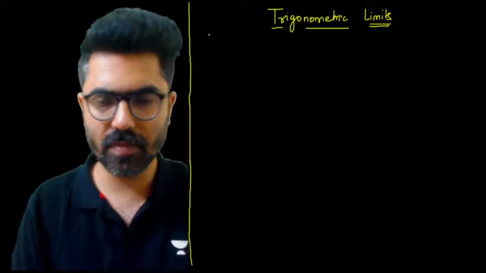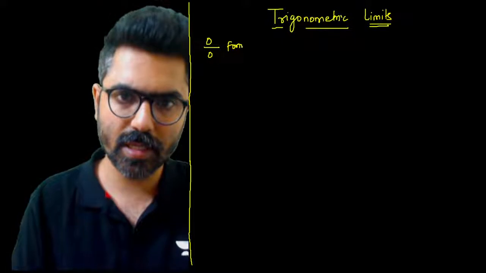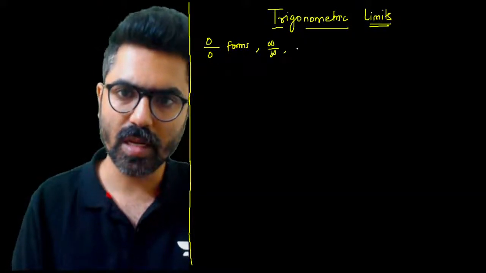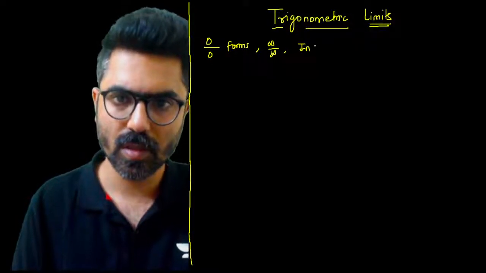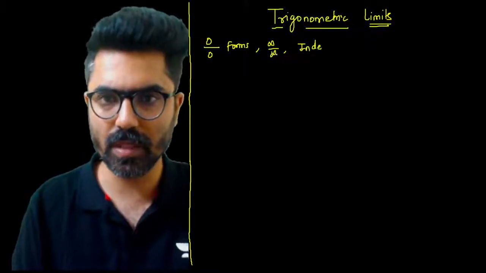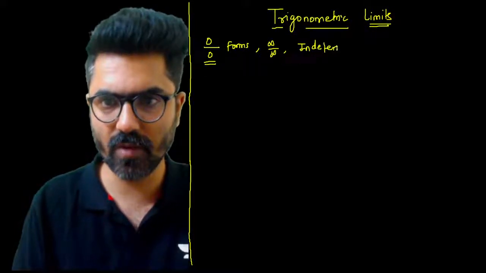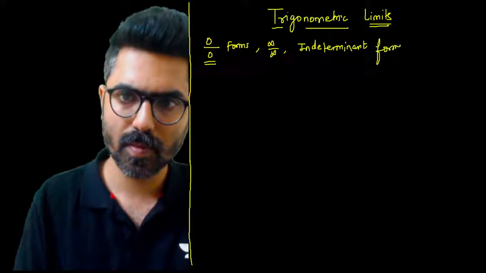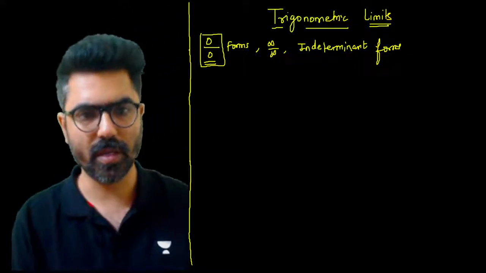As we have discussed in the previous session, in algebraic limits, 0 by 0 forms are there, right? 0 by 0 form, after that infinity by infinity form, and there are many other, 7 different forms, like 1 power infinity. These are indeterminate forms. So in trigonometric limits, we'll be discussing mainly the 0 by 0 form.